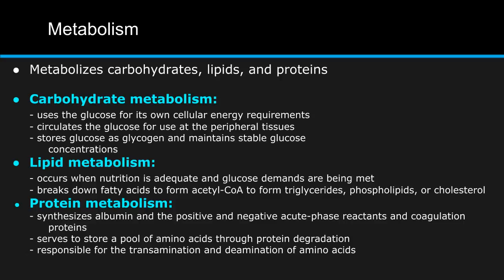Almost all proteins are synthesized by the liver except the immunoglobulins and adult hemoglobin. One of the most important proteins synthesized by the liver is albumin. It also synthesizes acute phase reactants and coagulation proteins and serves to store a pool of amino acids through protein degradation. The most critical aspect of protein metabolism includes transamination and deamination of amino acids.